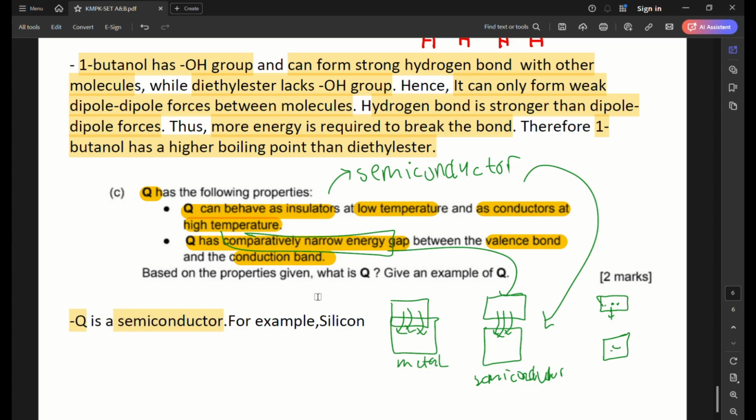And for example, there are a few examples of semiconductors, but I choose silicon. There are mainly 4 semiconductors that we should learn. Silicon, there's also germanium, gallium arsenide, and so on. But of course the easiest to remember is silicon, hence why I put silicon there.